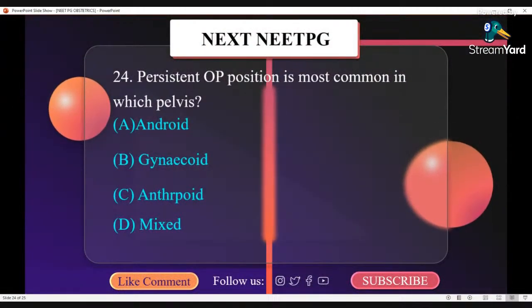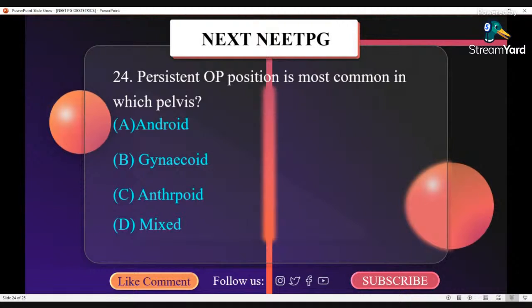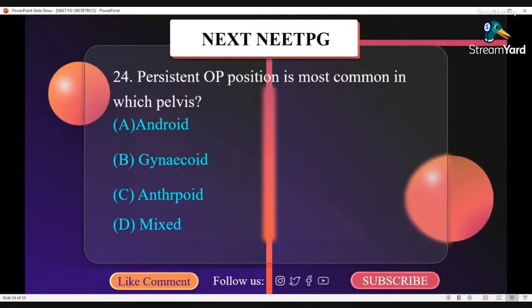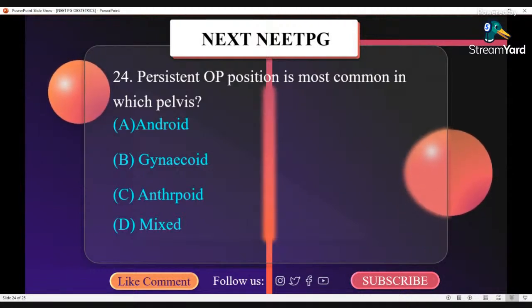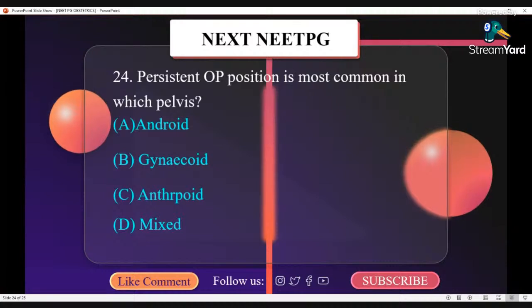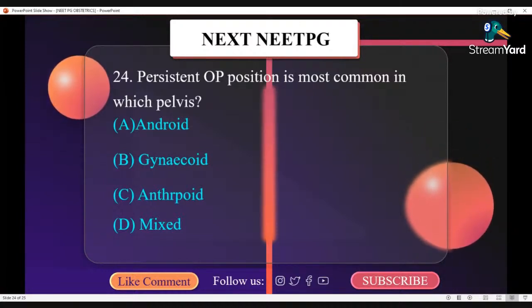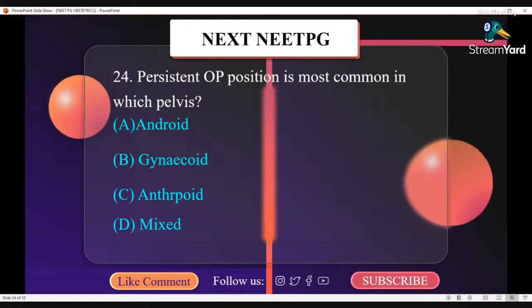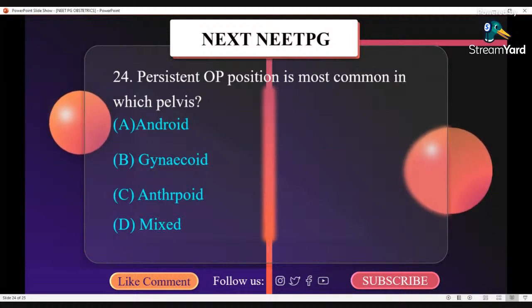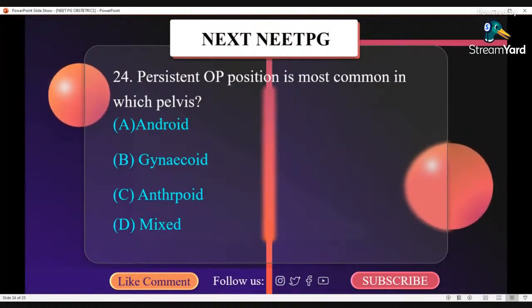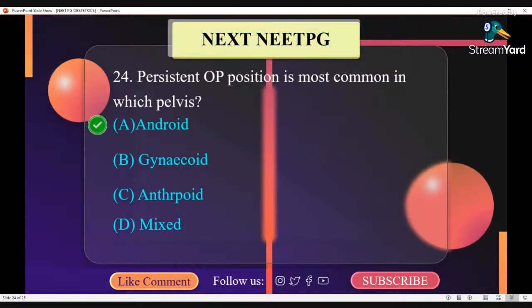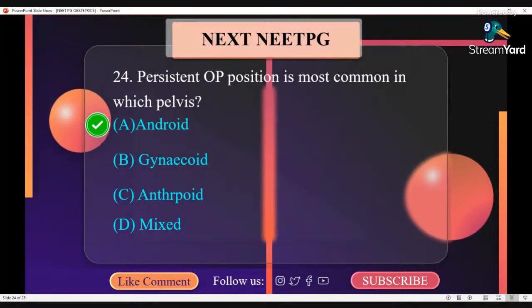Persistent occipito-posterior position is most common in which pelvis? A, android, B, gynecoid, C, anthropoid, D, mixed. This persistent occipito-posterior position is present in android pelvis. So the correct option here is android.